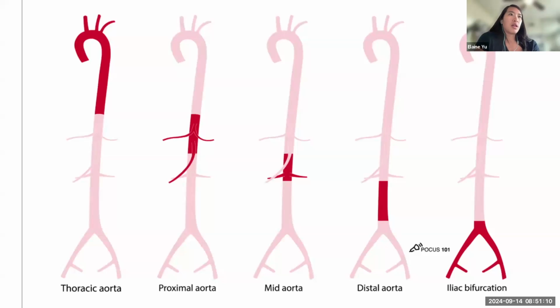So the anatomy of the aorta, it's a very long structure. It's divided into multiple parts. You have your thoracic part, and then within your abdominal aorta, you have your proximal, your mid, and your distal, and then your aorta bifurcates into your iliac arteries. So we're going to talk about how to look at mostly our abdominal aorta today.